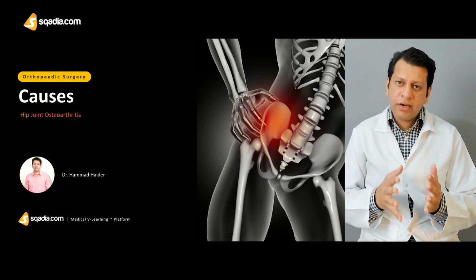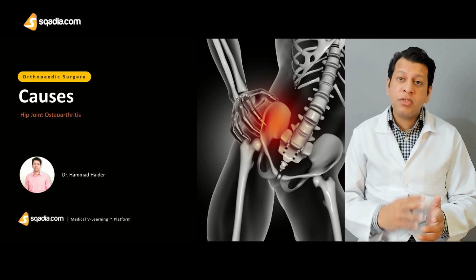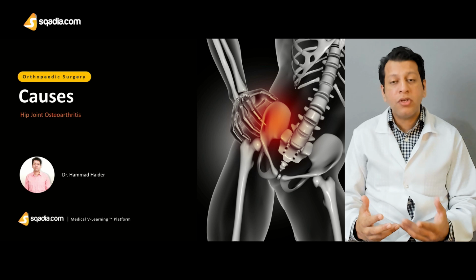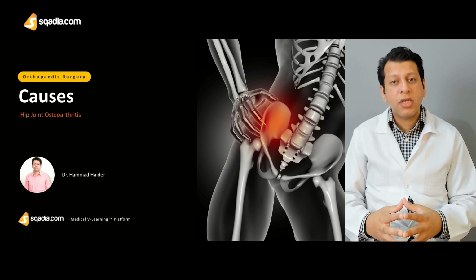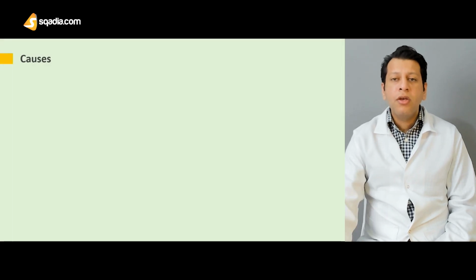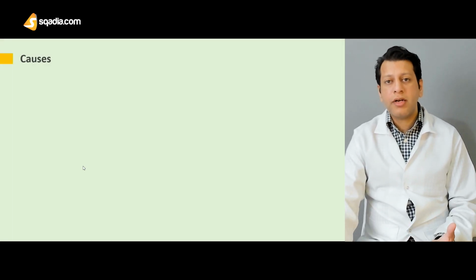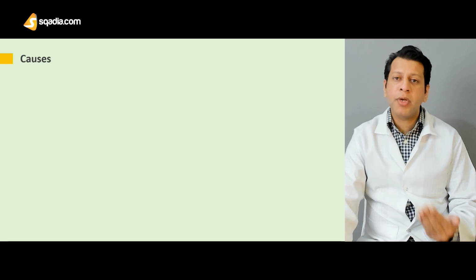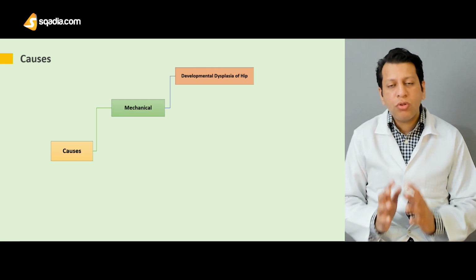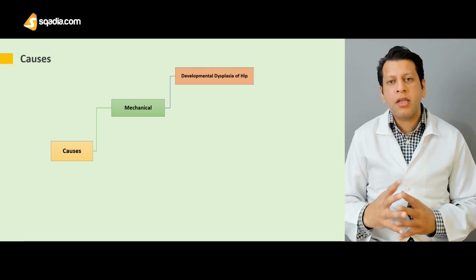Secondary is when there is an underlying problem or cause which is accelerating the osteoarthritis, which may eventually develop later on in life, leading to secondary osteoarthritis at the hip joint. Now, causes of this secondary osteoarthritis of the hip joint could be mechanical or non-mechanical. They can be broadly divided into two causes. Mechanical causes are all those causes which disturb the mechanics of the hip joint.